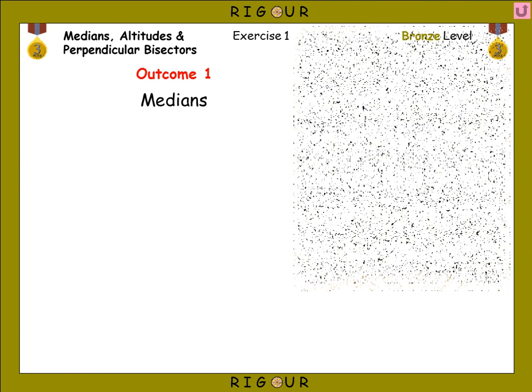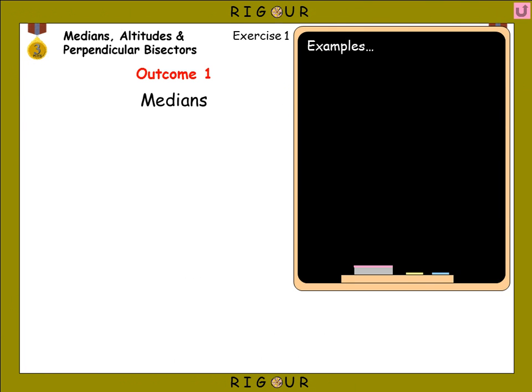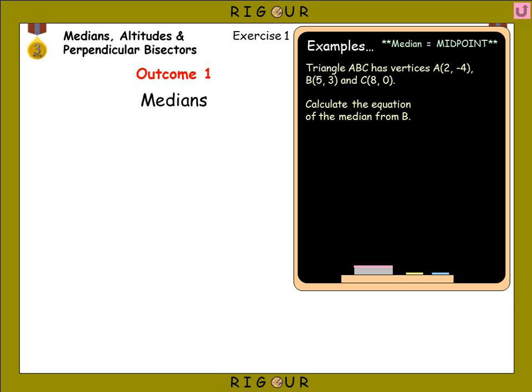So starting with medians. So word association, from now on you're going to think of median as equaling midpoint, as this is our clue to starting these types of questions off. So triangle ABC has vertices A (2, -4), B (5, 3) and C (8, 0), and we have to calculate the equation of the median from B.